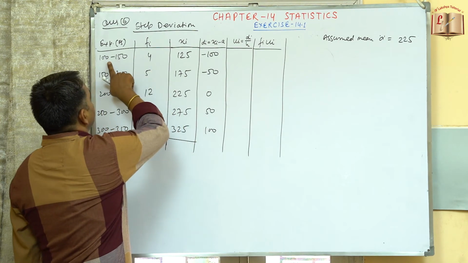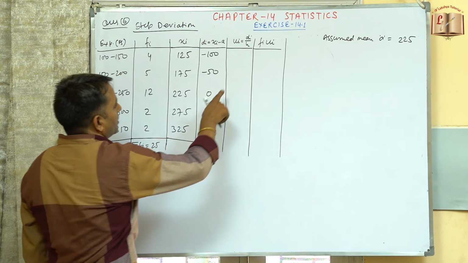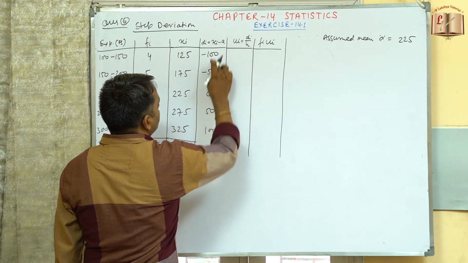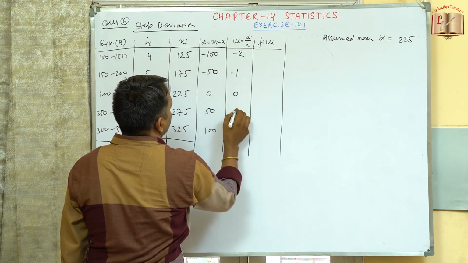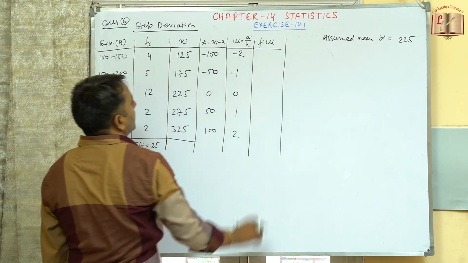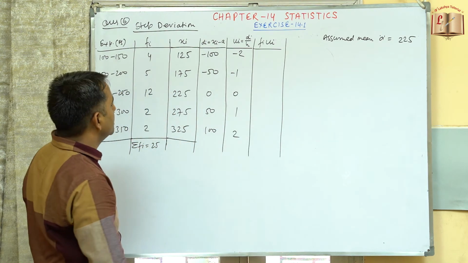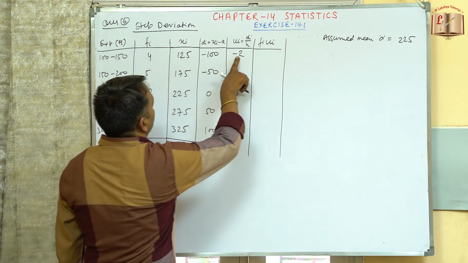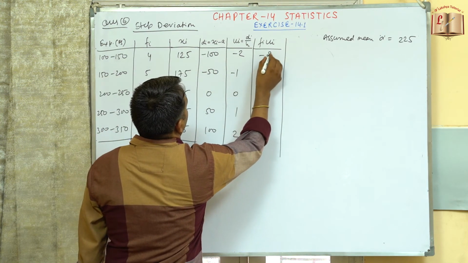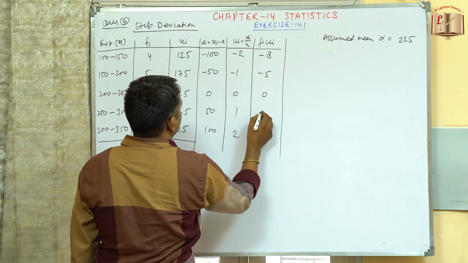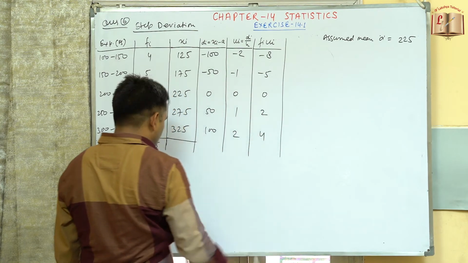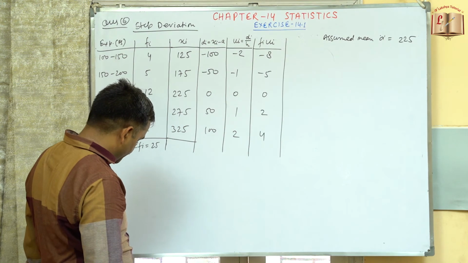So here h is 50. So we can find out the ui, means on dividing by 50. So this will be minus 2, minus 1, 0, 1 and 2. We can find out the fi ui. fi is 4, ui is minus 2. So this will be minus 8, minus 5, 0, then 2, and next one would be the 4.